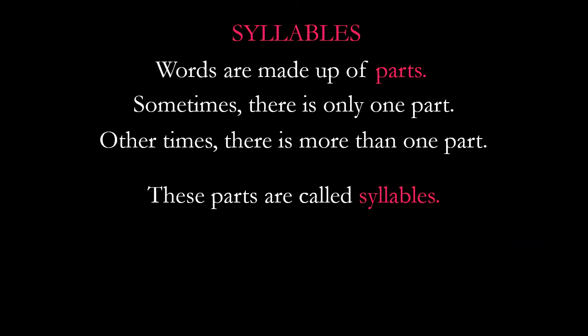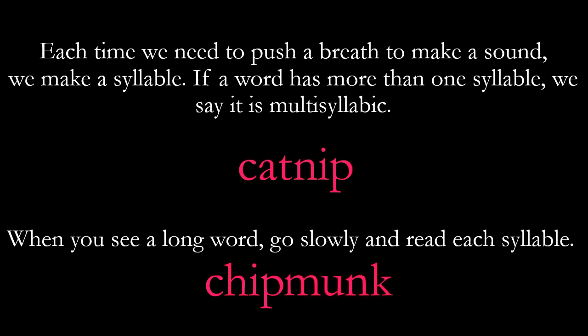Now, most of the words that we've done, like I said, have only been one syllable, like I, it, car, stay, joy. And basically, we give these words one scoop because we only have to push air out of our mouth once to make these words. Now, the word stay has 3 sounds, st-a, but it's only one syllable. We can do that in one push of air. So each time we need to push a breath of air to make a sound, we make a syllable. If a word has more than one syllable, we say it is multisyllabic.